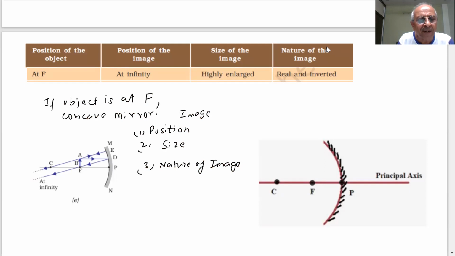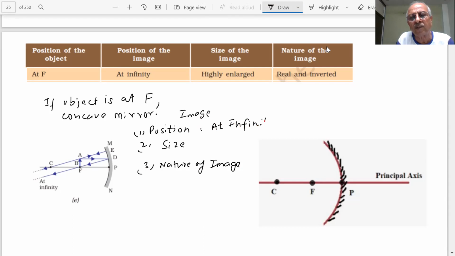This is the object here, AB. Now a ray of light parallel to the principal axis passes through the focus, and another passes through the center. They are parallel. So what will happen? Where will they meet? Sir, at infinity. At infinity. So the position is at infinity.